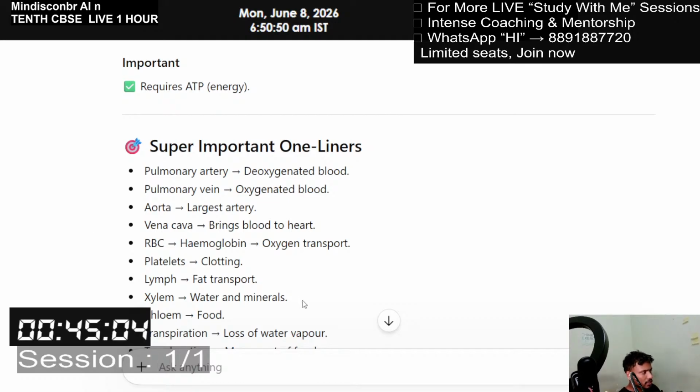Pulmonary artery is the artery through which deoxygenated blood goes to the lungs, and through the pulmonary vein oxygenated blood enters the heart. Aorta is the largest artery. Vena cava brings blood to the heart.